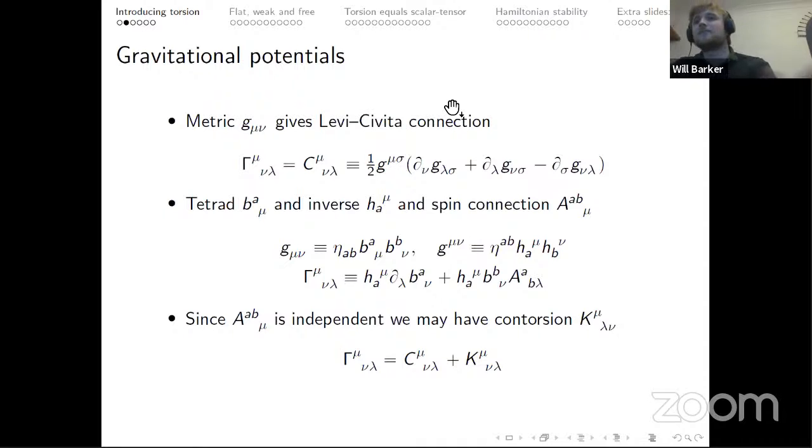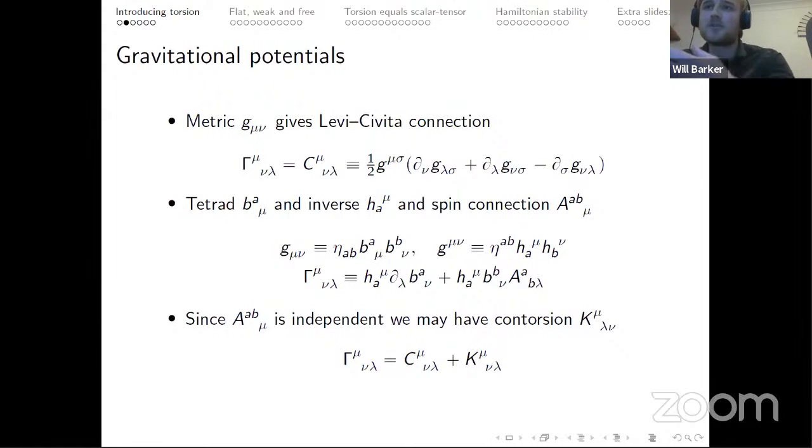We're used to dealing with Einstein's gravity, so we just have a metric tensor, and the affine connection you want to put on that is just going to be built out of that metric tensor in a very concrete way, so that's a Levi-Civita connection. But there are other ways to construct gravity theory.